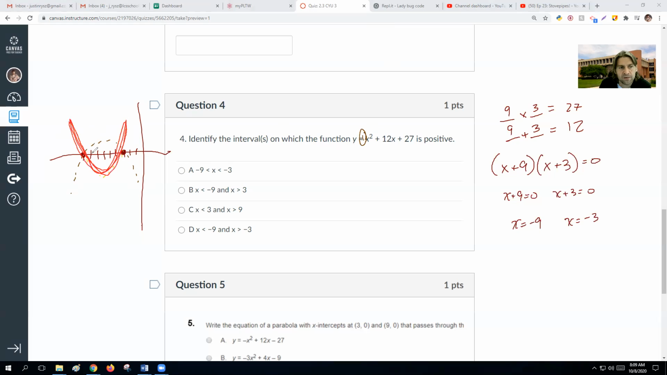So if we want to name where it is positive, it is above the x-axis, so everything to the left of -9 and everything to the right of -3. So less than -9 and greater than -3. Okay, or we can just plug that into Desmos and look at the graph, but we could have figured it out without the graph too.